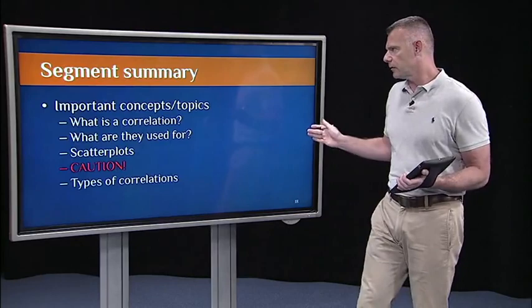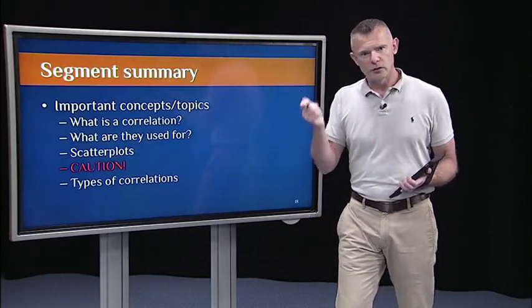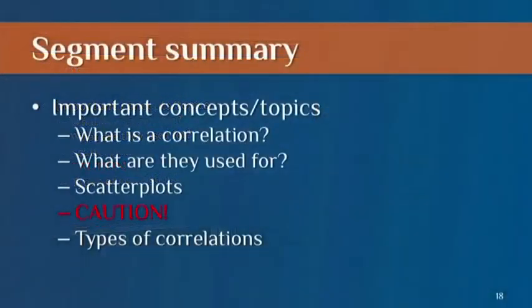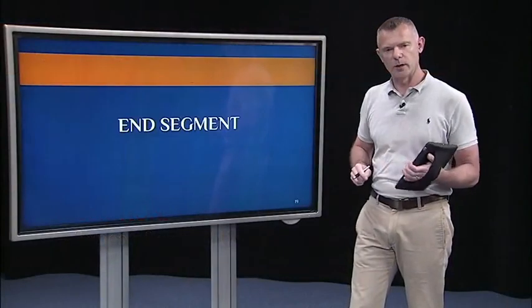So to sum up this segment, we talked about just what is a correlation, what are they used for. We're going to look at scatter plots a lot when we're talking about correlations. There's a lot of cautionary notes that you have to keep in mind. And then remember, there are different types of correlations depending on the types of variables that you're analyzing. And that wraps up this segment.